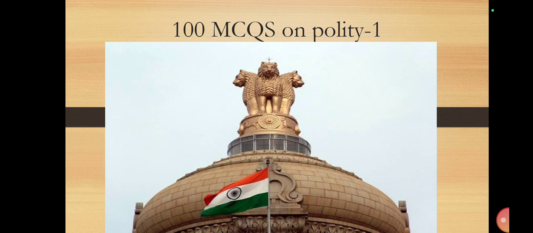Question number 46. A member of a House belonging to any political party becomes disqualified for being a member of the House, first, if he voluntarily gives up his membership of such political party, or if he votes or abstains from voting in such House contrary to any direction issued by his political party without obtaining prior permission of such party, and such act has not been condoned by the party within 15 days.